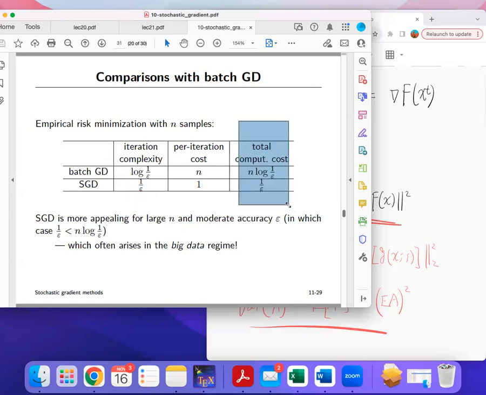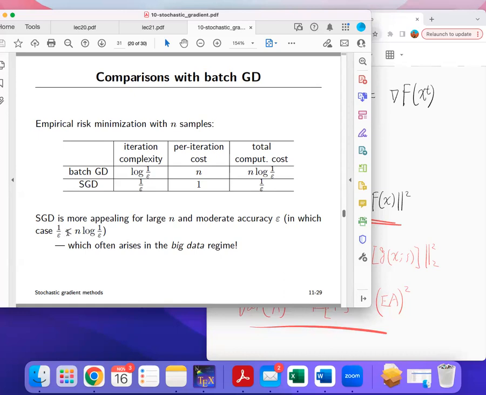So comparing this total computation cost, you can see that stochastic gradient descent does not scale with the data size. The total cost does not scale with the data size. So therefore, SGD is more appealing for problems with a large data size and moderate accuracy. Basically, if n is very big and your target accuracy is not that high, it's relatively small, then SGD has a clear advantage. So this is the case where SGD is more preferable over gradient descent.